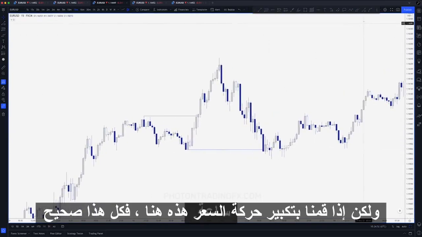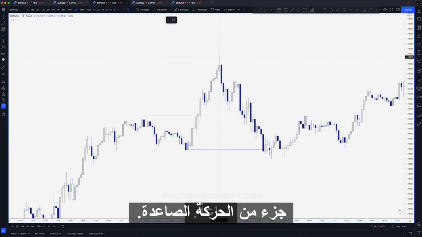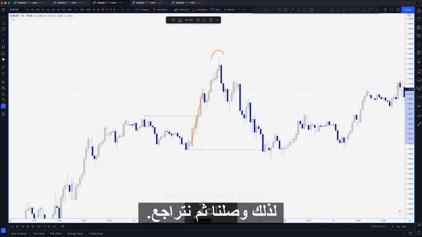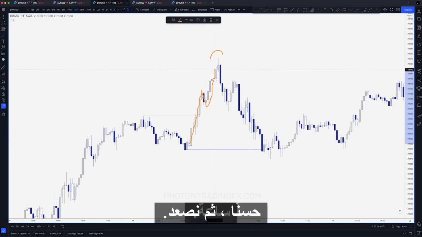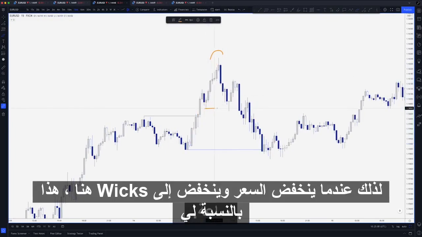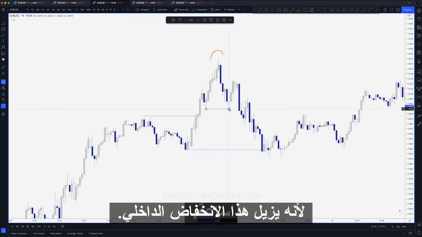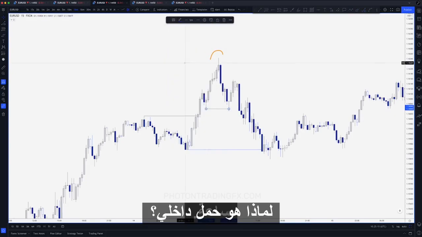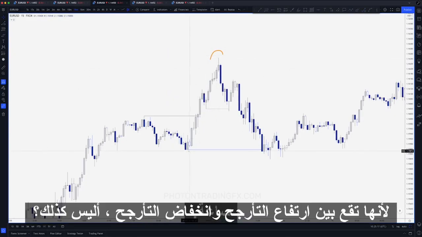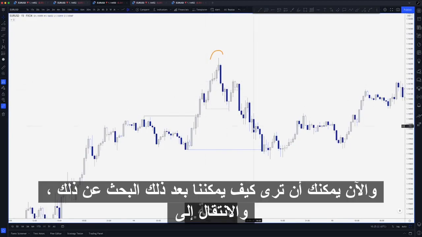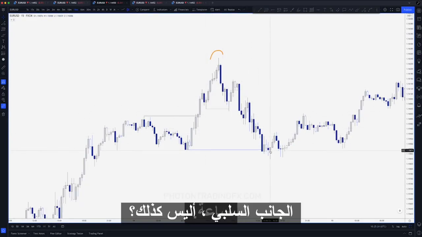But if we zoom in on this price action here, all of this is part of the up move, and then this is the swing high, and then we start to pull back. But you see within that run, there's a little pullback. So we come up, then we pull back, and then we come up. So when price comes down and wicks that low here, that for me is exactly what I call a change of character, because it takes out that internal low. Why is it an internal low? Because it's between the swing high and the swing low. So when we come down and take that, that is a change of character, and now you can see how we can then look for that move to the downside.